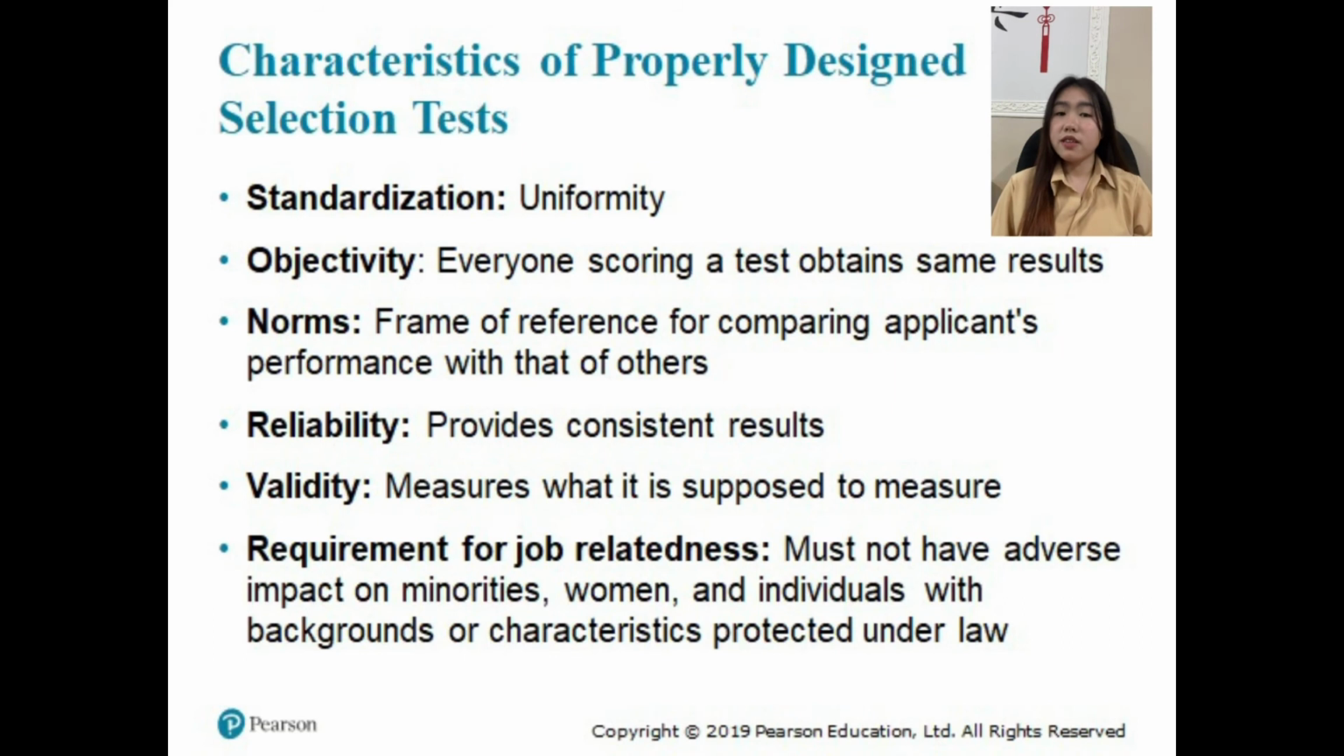Reliability is the extent to which a selection test provides consistent results. Reliability data reveal the degree of confidence placed in a test. Validity is the extent to which a test measures what it is claimed to measure. The requirement for job relatedness is that tests must not have adverse impact on minorities, women, and individuals with backgrounds or characteristics protected under law.